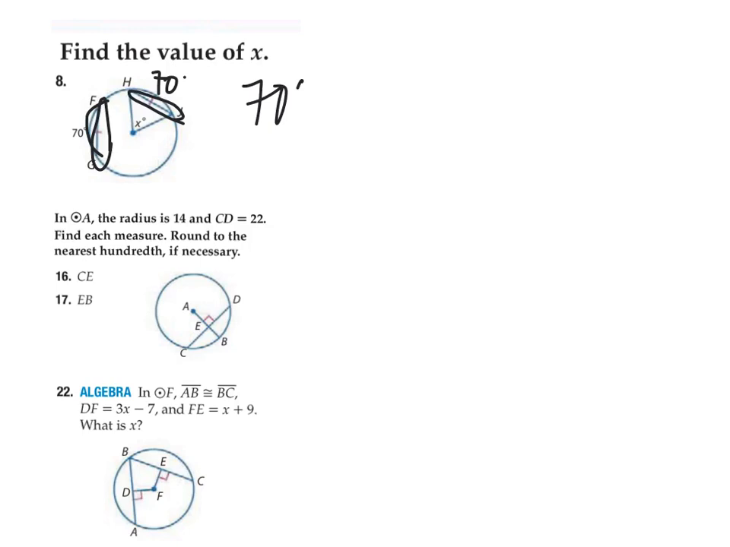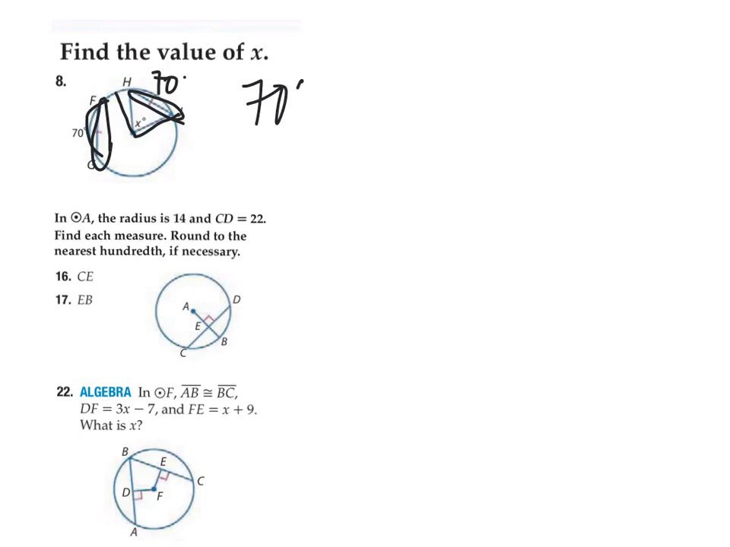Now, if you're not sure, you can also ask yourself, does that make sense with the way that the picture looks? It does, because I know 90 degrees is going to be like a 90-degree angle like that. So 70 degrees, it makes sense.